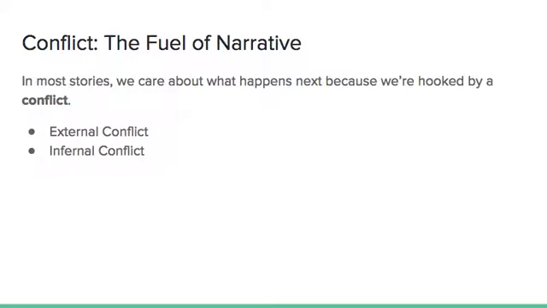Okay, all plots need a conflict, and a conflict is the problem or the situation that carries the plot forward. It's also hopefully what hooks us as readers by gaining our curiosity, but it's that problem that the characters are trying to solve throughout the narrative.